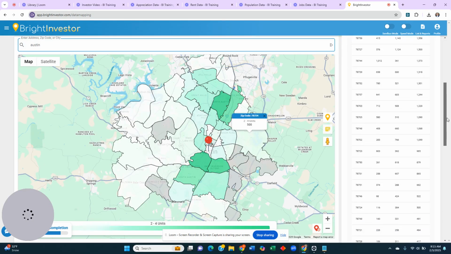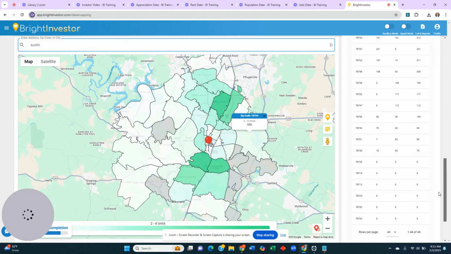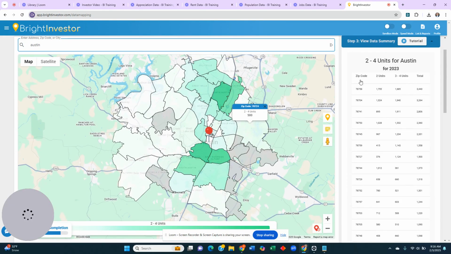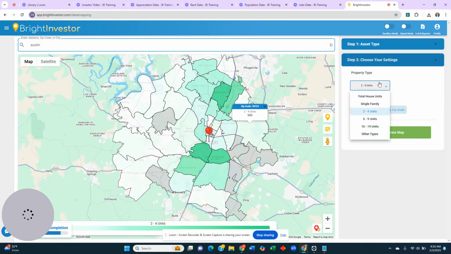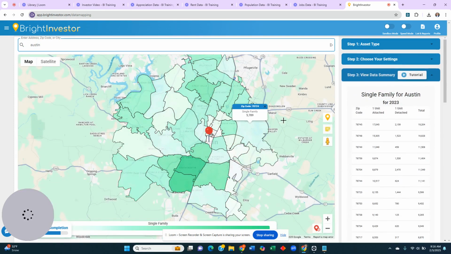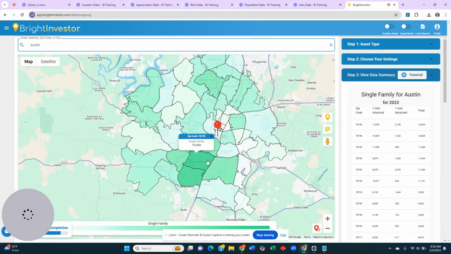On the sidebar, you're going to see an actual breakdown of every single zip code. So you can see which zip code has exactly how many units and see which one makes the most sense for you. Now, let's say you want single family. No problem. Simply click single family, and then the same thing will happen for that type of housing product instead. In this case, most of the single family properties are down here.